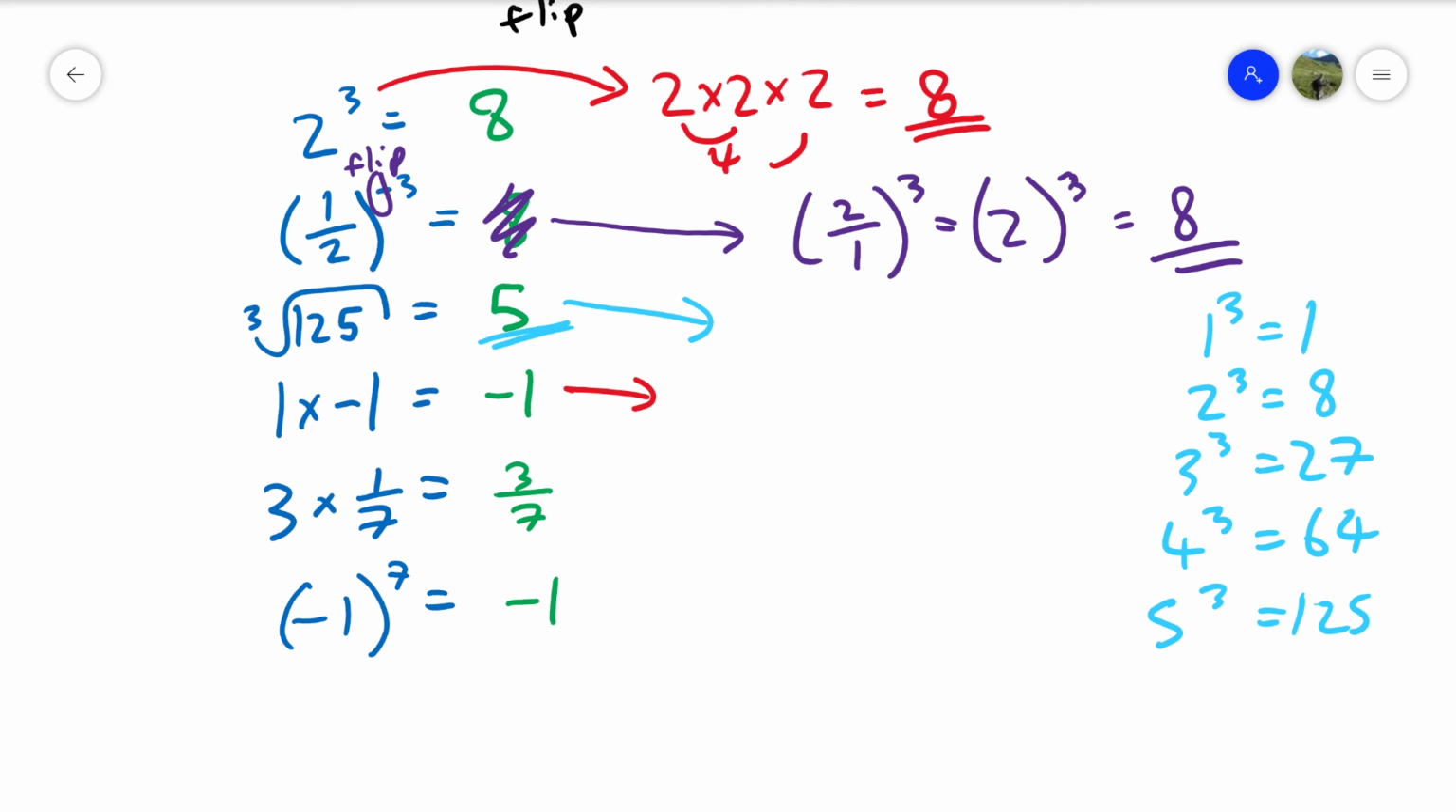1 times minus 1 is minus 1. Remember, 1 times 1 is 1. 1 times minus 1 is minus 1. Minus 1 times 1 is minus 1. And minus 1 times minus 1 is 1.